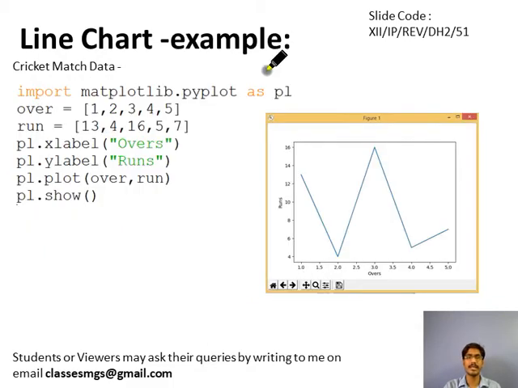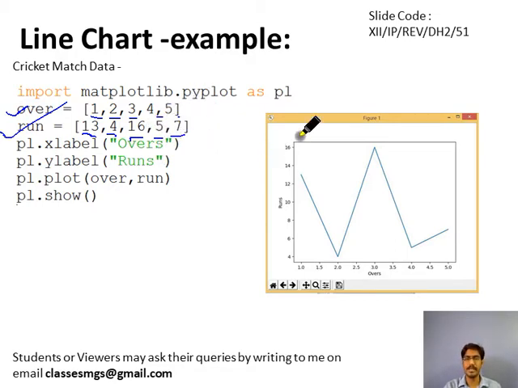Okay, now we will see another example. Let's suppose there was a cricket match and there were overs: first over, second over, third over, fourth over, fifth over, 5 overs. The runs scored in the first over was 13. In the second over we have scored 4, let's suppose. Third over we have scored 16, fourth over we have scored 5, and fifth over we have scored 7.